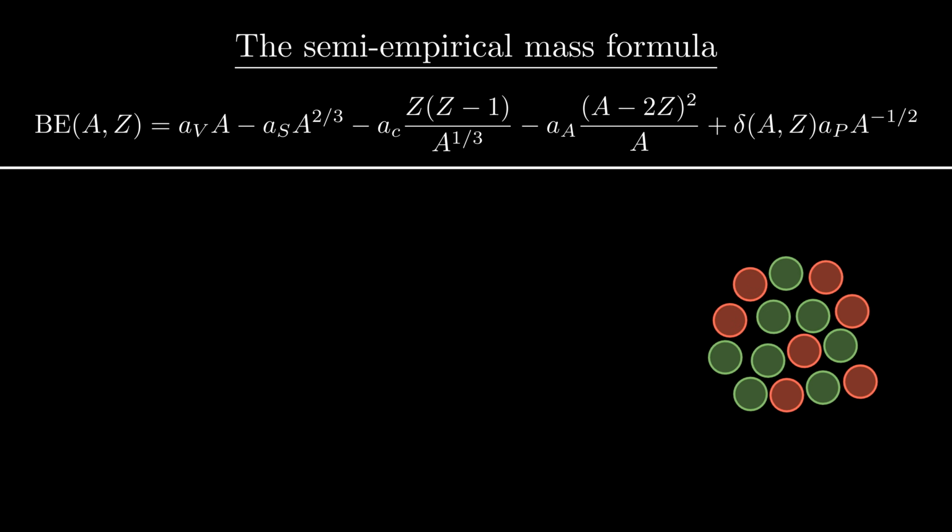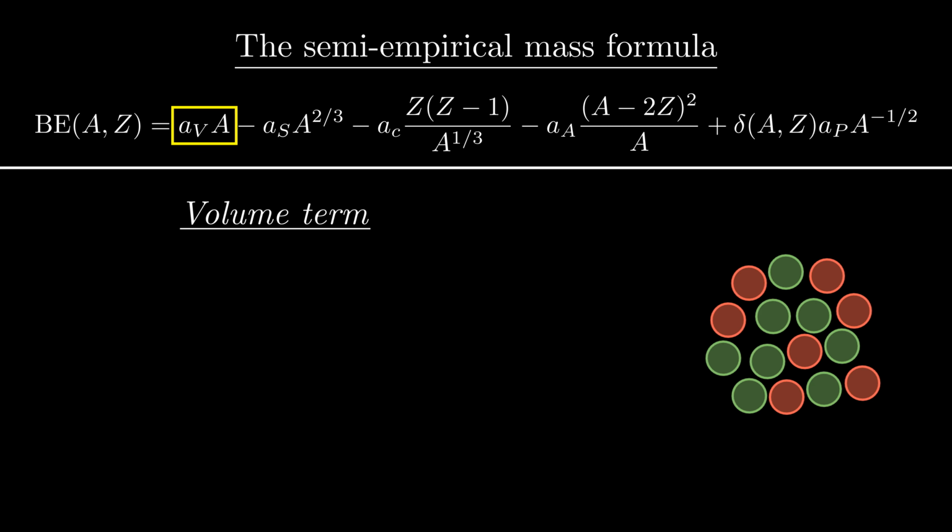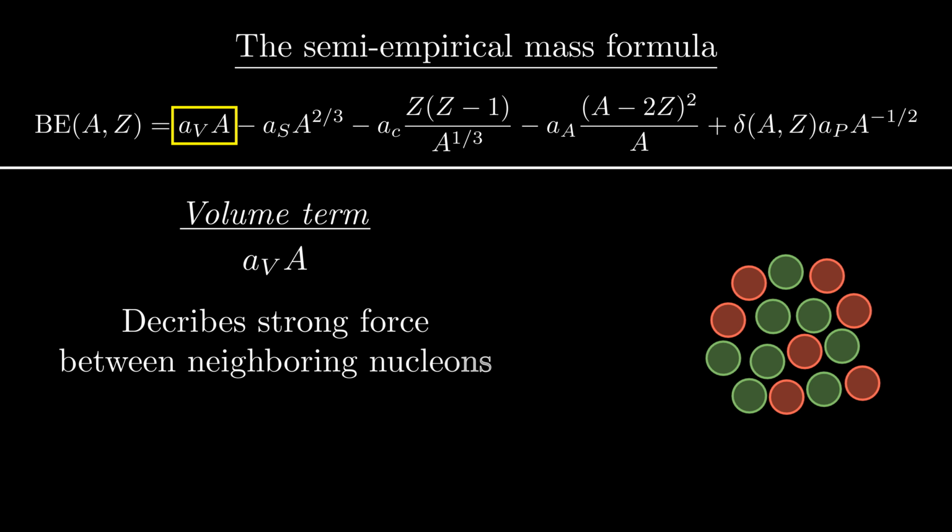Now, let's talk through the rationale behind each of these terms. The first term is called the volume term, with the form A sub V times A. This describes the strong force between neighboring nucleons. Now, because the strong force has such a short range, if you were to add an additional nucleon to the center of a nucleus, it would only really feel a pull from its immediate neighbors. So adding a nucleon should increase the overall binding energy of the nucleus by a fixed amount, leading this term to scale linearly with the volume of the nucleus, which is just proportional to the number of nucleons in the liquid drop model. The magnitude of A sub V is 15.835 MeV.